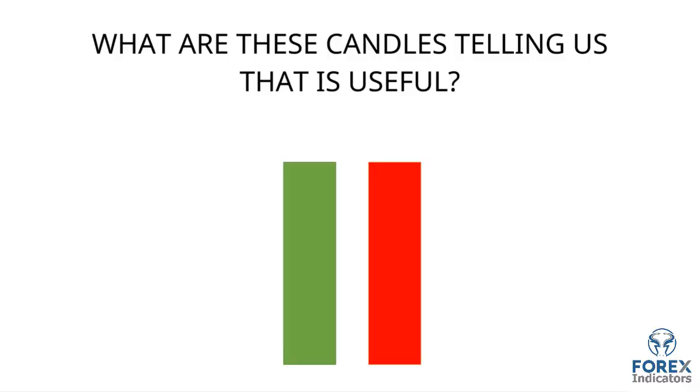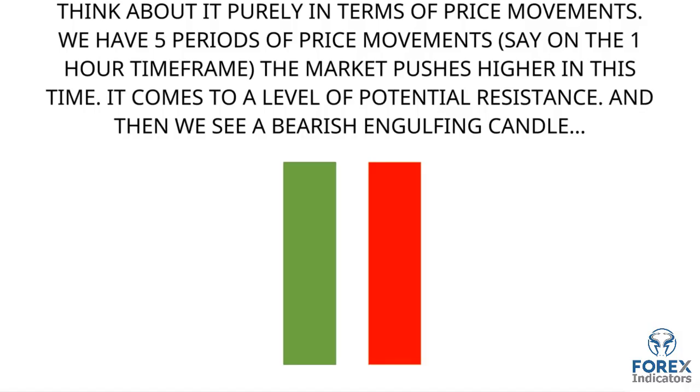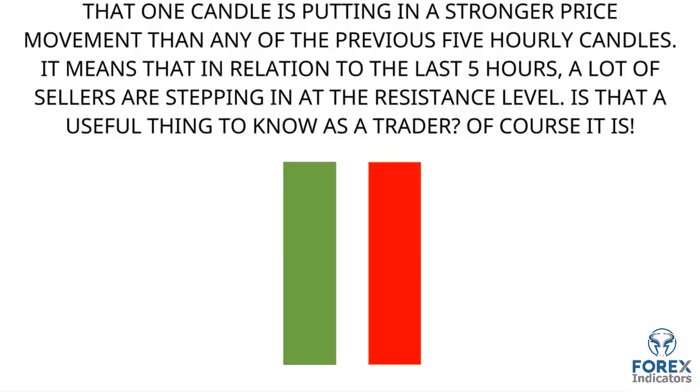What are these candles telling us that is useful? Think about it purely in terms of price movements. We have 5 periods of price movements, say on the 1 hour time frame. The market pushes higher in this time. It comes to a level of potential resistance, and then we see a bearish engulfing candle. That one candle is putting in a stronger price movement than any of the previous 5 hourly candles.